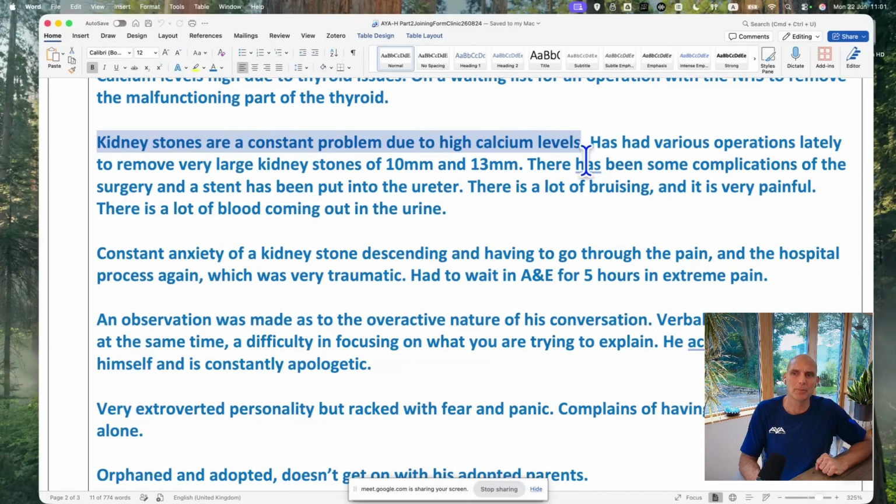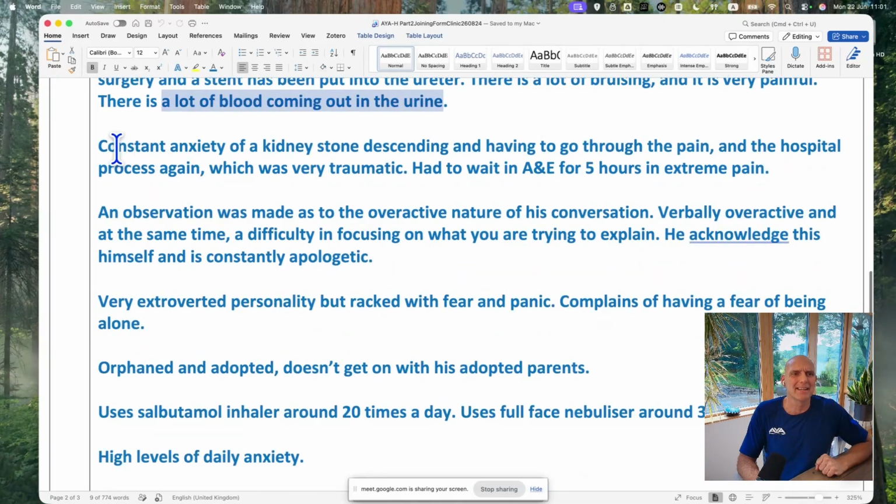So he's had various operations lately to remove really large kidney stones of about 10 millimeters and 13 millimeters, and there's been some complications of that surgery. A stent has been put into the ureter, and there's a lot of bruising, and it's very painful. And there's also a lot of blood coming out in the urine. And this again causes loads of anxiety. So he's constantly anxious of a kidney stone descending and having to go through that pain again, and the hospital process as well. It was really traumatic. He had to wait in A&E for 5 hours in extreme pain.